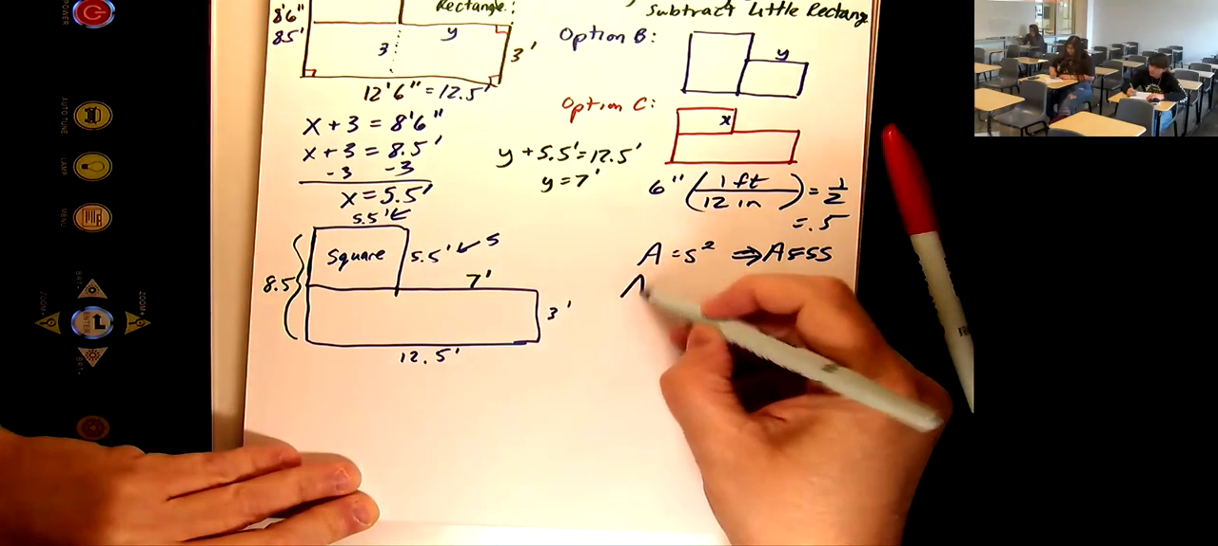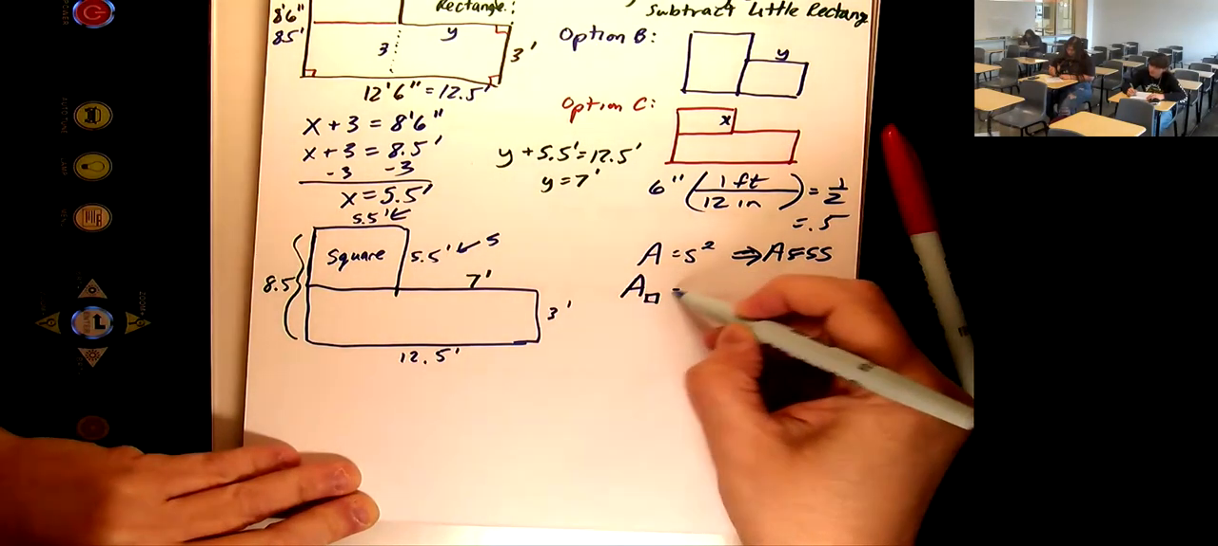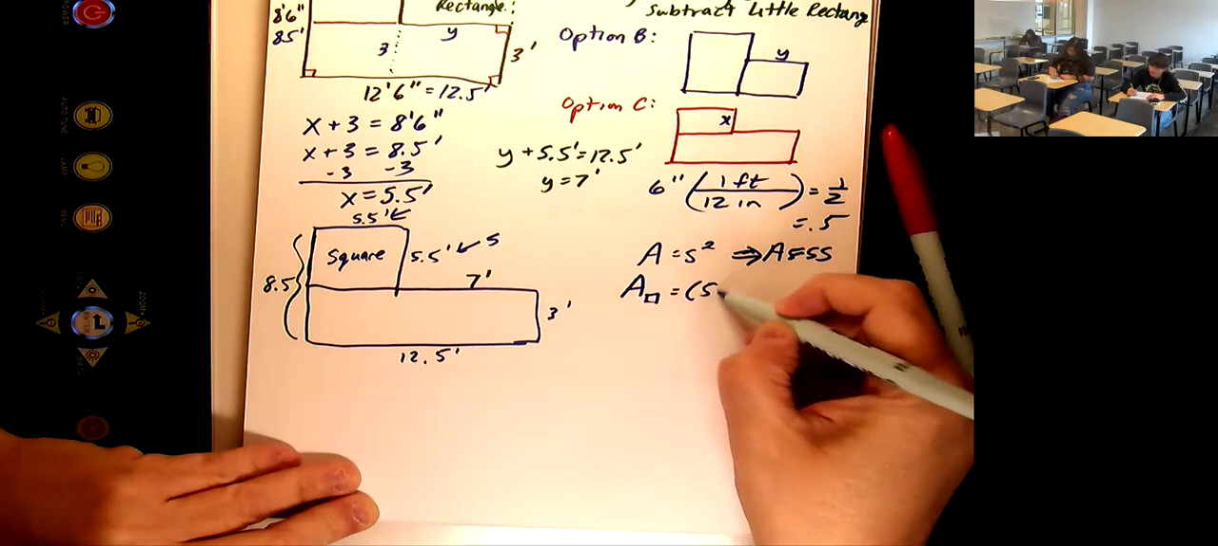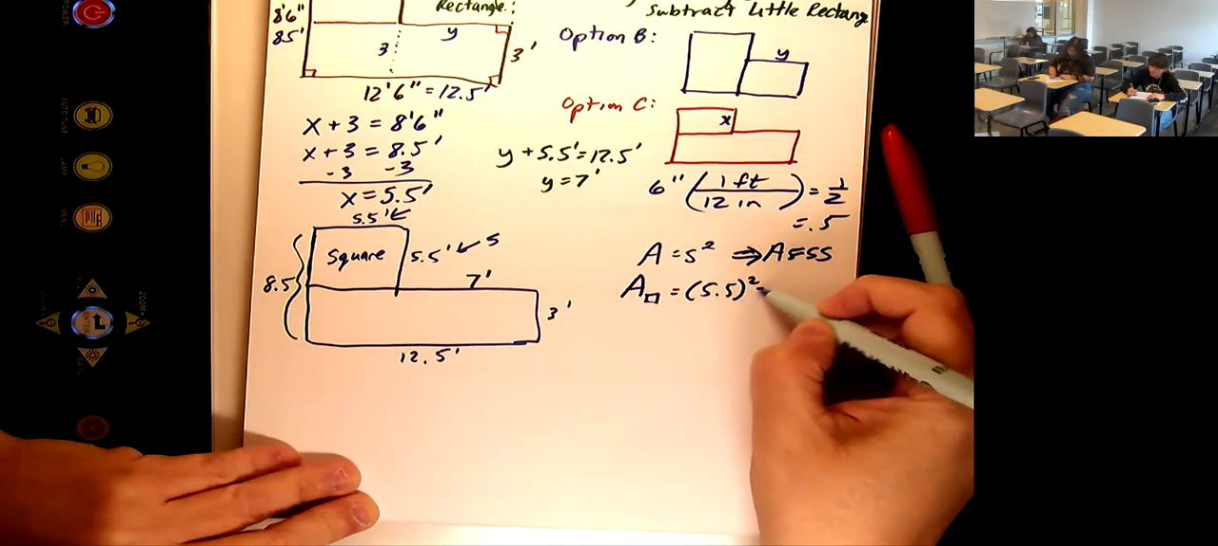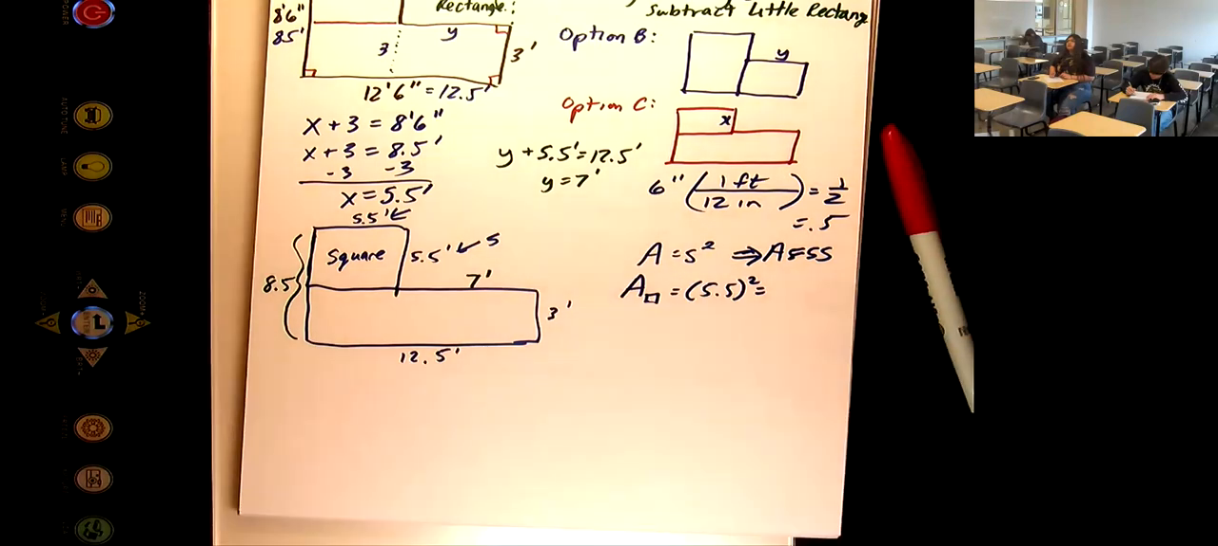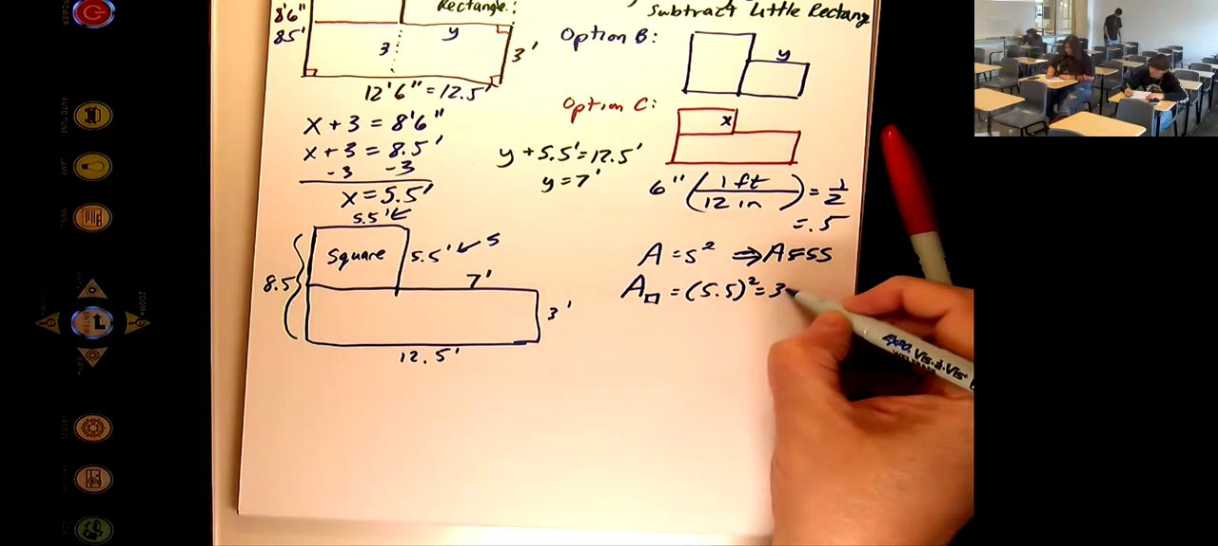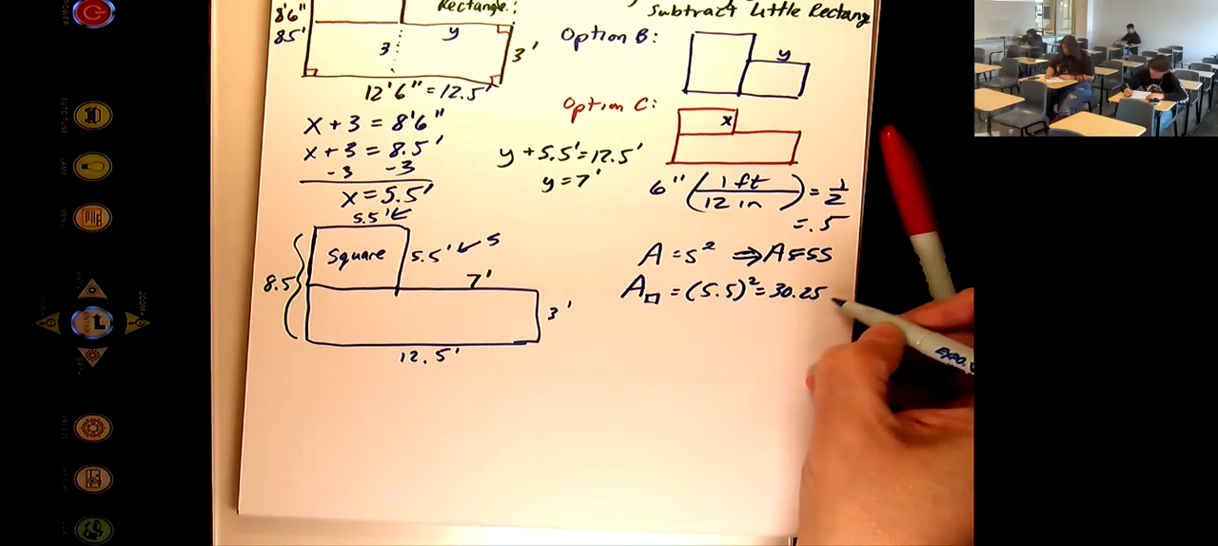So the area of the square is 5.5 squared, which is 30.25 square feet.